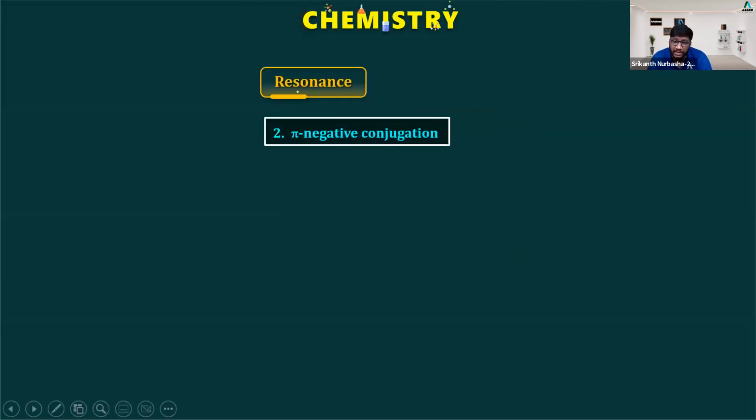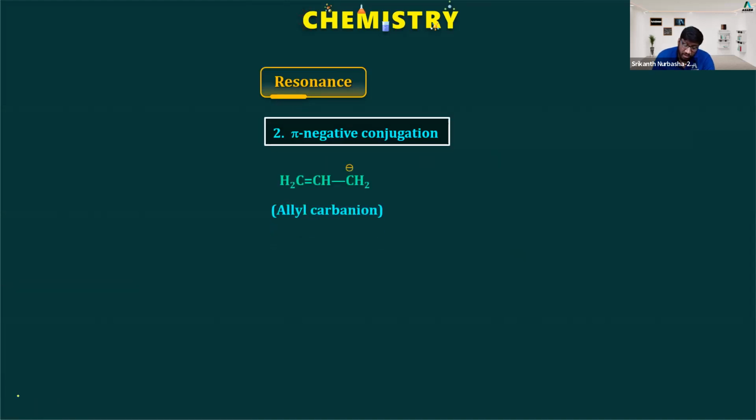Pi negative resonance. The pi electron density can also be in resonance or in conjugation with the negative charge. How to write that? From the negative charge, you have to move the electron density towards the pi bond. From the pi bond, you have to move the electron density towards the positive charge. That is the direction of movement of electron density.